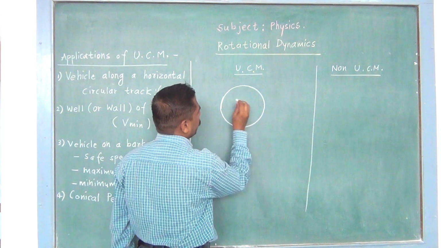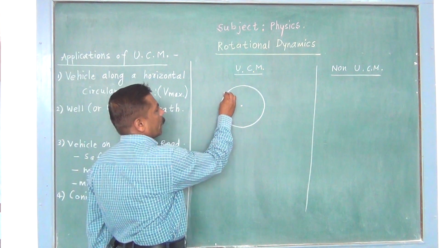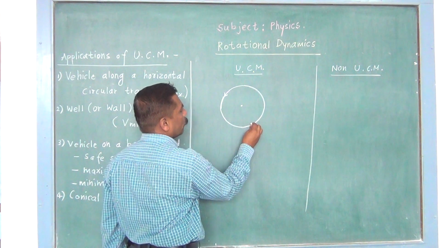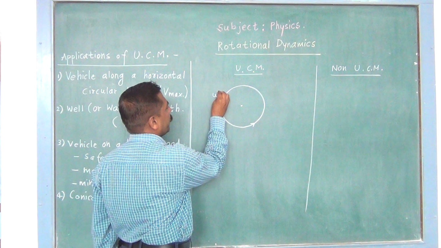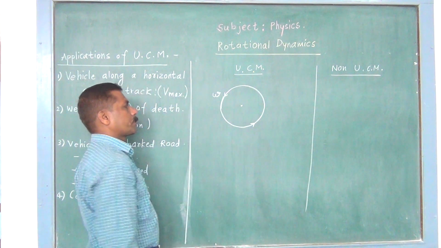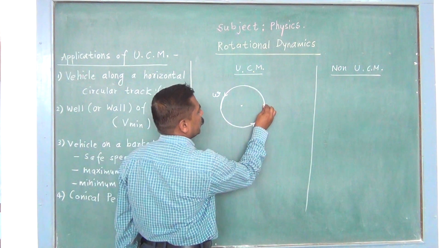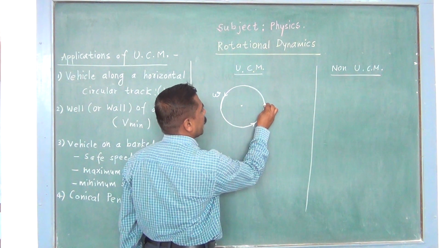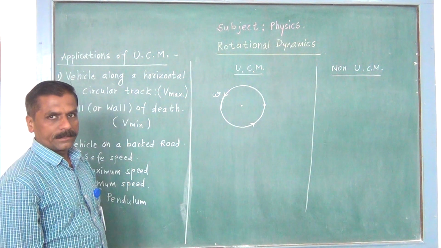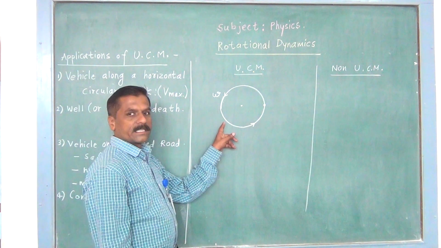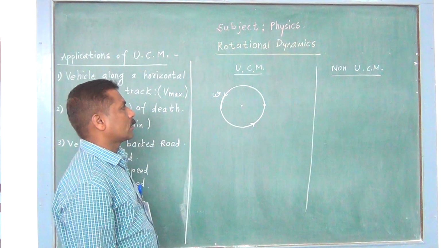This is a type of circular motion in which the particle is moving with constant linear speed or angular speed. So the particle is moving in anti-clockwise direction with a constant angular velocity. So this is a representation of the uniform circular motion.